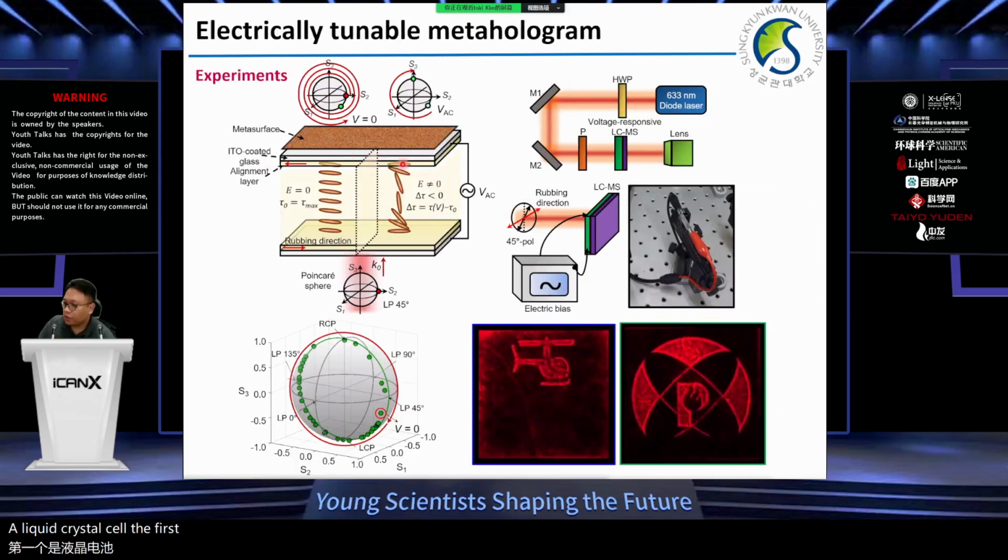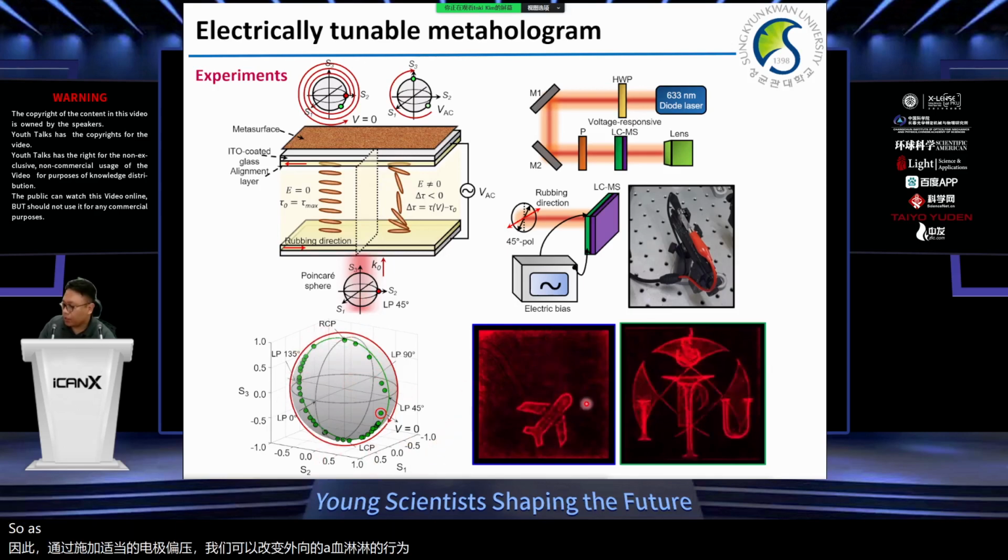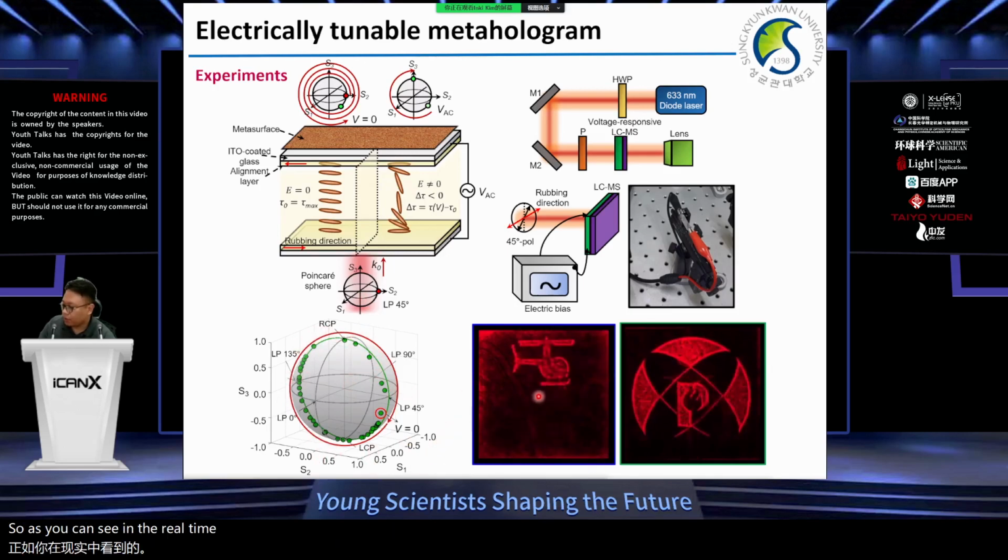The first example is the electrically tunable metahologram. By applying a proper electric bias, we can change the outgoing polarization states. As you can see in the real-time movie, by applying electric bias, you can switch the hologram pattern.